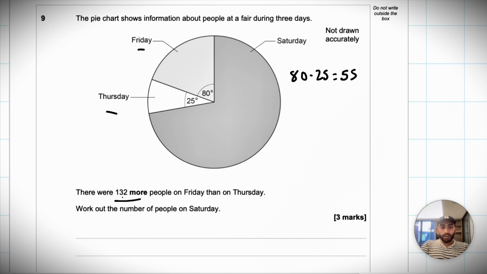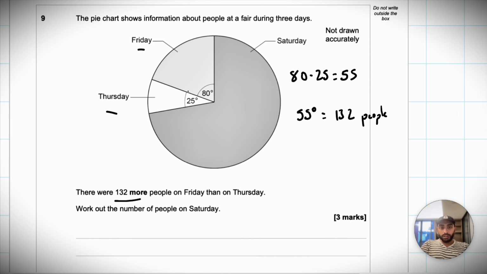And I'm told that those 55 degrees is equal to 132 people. So 55 degrees is equal to 132 people. I want to divide this so I can work out how many people are in this Saturday group. So first let's work out how many people are in this Saturday group, and it might help us out later.